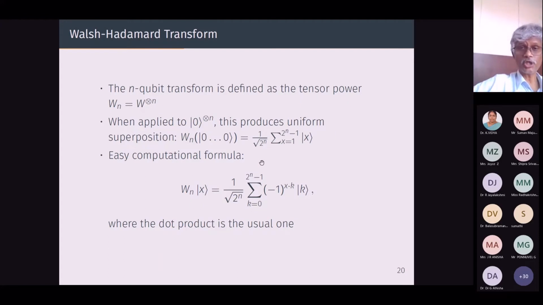So x dot k is the usual inner product. There is no complex business here, like I said. You write x in the bit representation in terms of zeros and ones, and k in zeros and one bit representation, so x_i k_i, summed over all the indices. That is the way this Wn of the ket of x is computed.